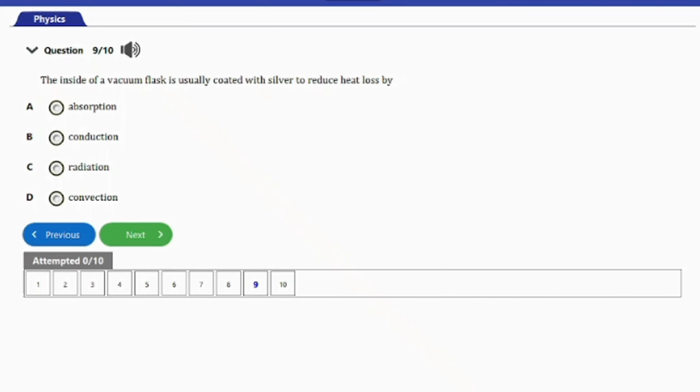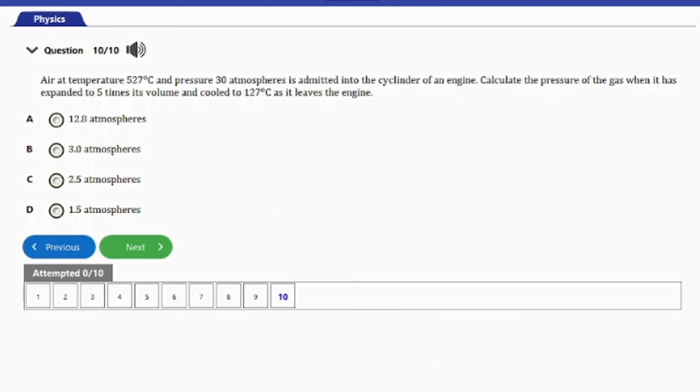It says, the inside of a thermos flask is usually coated with silver to reduce heat loss by A, absorption, B, conduction, C, radiation, D, convection. So guys, obviously the answer to this question is option C, and that's radiation. So that's it for this question. Let's go ahead and consider the next and last question, guys. So that's question number 10 here.